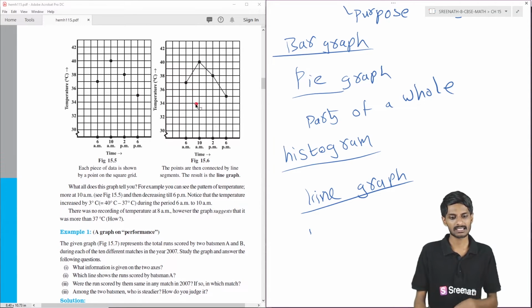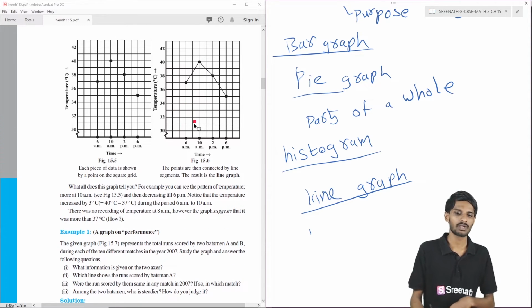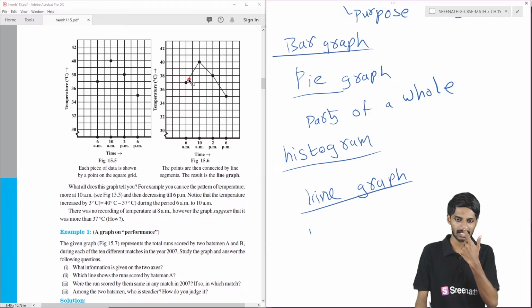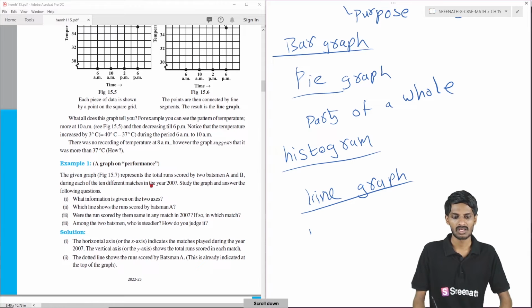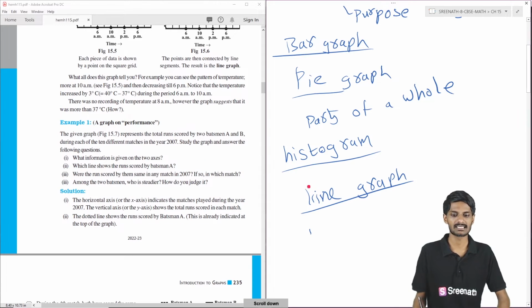By seeing these line segments, we can say that although we don't know the exact temperature at 8 a.m., we can simply say that the temperature at 8 a.m. is greater than 37 degrees. So these are the uses of a line graph, students. Now there is an example, students.